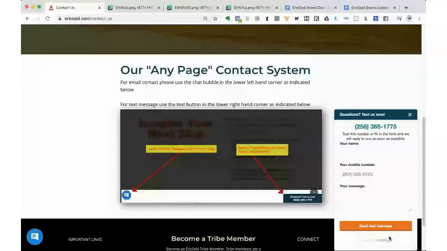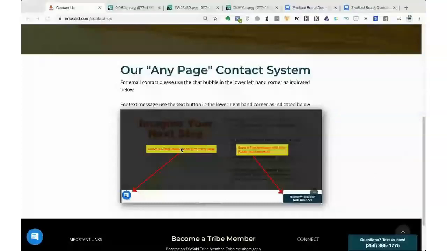So I have a way to send an email over here. All right. And I have a way to send a text message over here. And I explain the fact that one of them may be faster than the other one. Because what happens with a text message? I get it immediately. What happens with an email? I have to find the email and open it up.